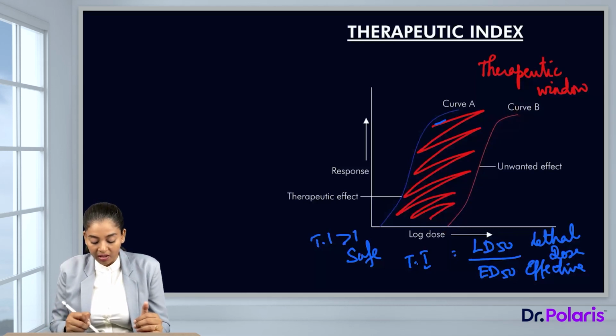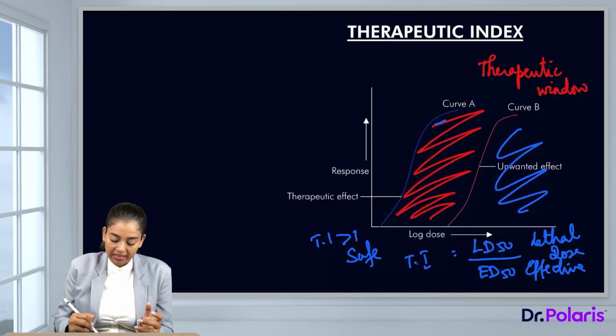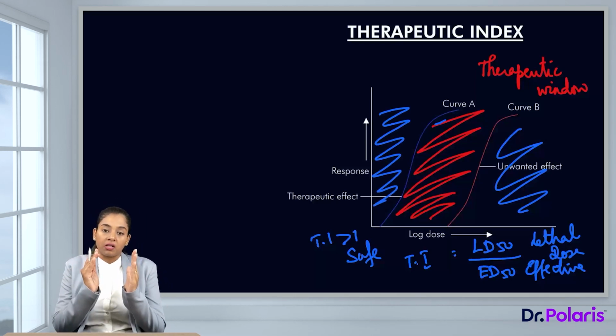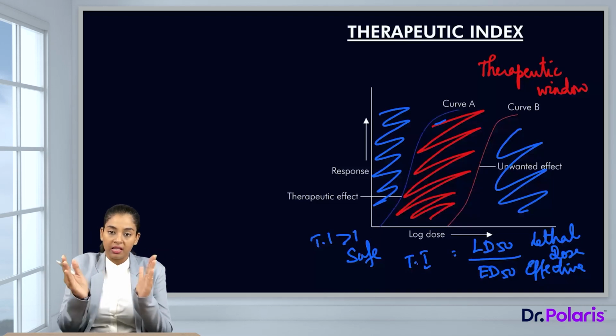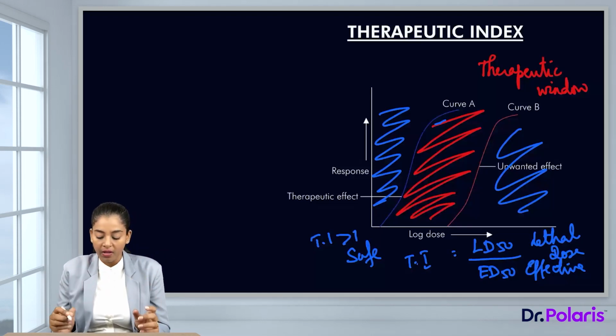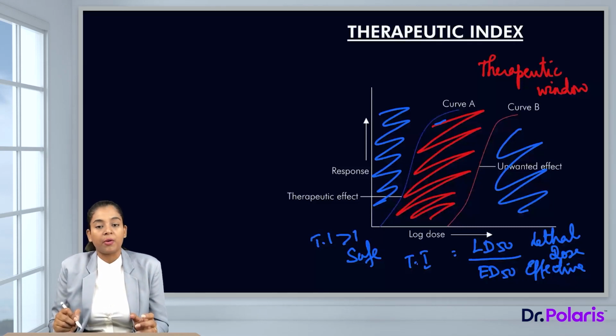So if the drug concentration goes beyond this, then there's going to be unwanted effect, that is toxicity. If the drug concentration is less than this, then it's going to have no therapeutic response. So it is mandatory that we maintain the concentration of the drug between these two levels. That is called a therapeutic window. So therapeutic index tells us about how safe the drug is, and the formula is LD50 by ED50.